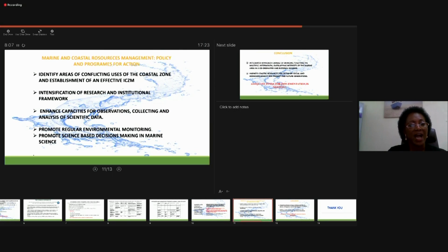So, do we have this in place? Are we able to identify areas of conflicting uses in the coastal zone and establish an effective coastal zone management scheme? This is not totally attained because we still have the agencies operating in sectoral aspects. However, we still come together, but we have not formed an integrated coastal zone management.